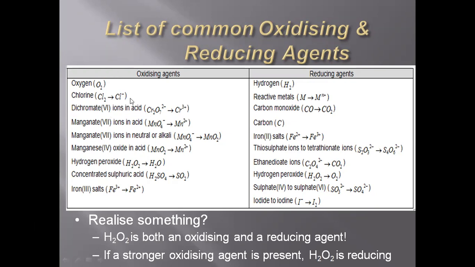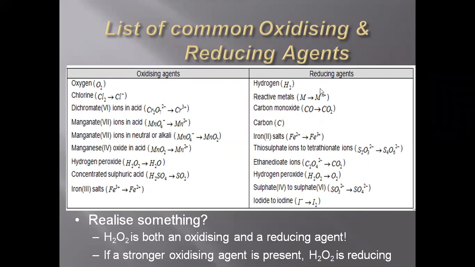What happened? Cl- means acceptance of electrons, and positive means donation of electrons. So when an element donates its electrons, it becomes positively charged. So losing of electrons means oxidation. When I am losing my electrons, I get oxidized, and that behaves as a reducing agent, just opposite to that. Carbon monoxide, carbon, iron(II) salt, thiosulfate ion to tetrathionate ion, ethanedioate ion, hydrogen peroxide, sulfate(IV) to sulfate(VI), iodide to iodine. So these are some oxidizing and reducing agents.